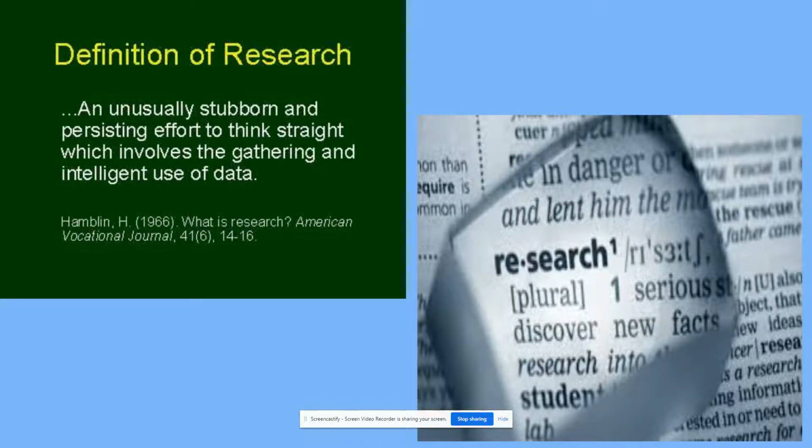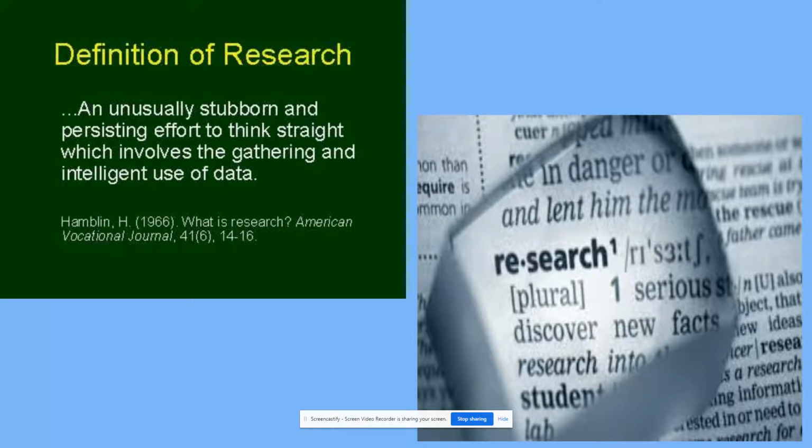Now, a couple of words I really want to focus on here are stubborn and persisting. Guys, research is not always easy, especially if you're trying to dive down in there and really get to the root of a question. Research is not easy. You have to be willing to persist and push through and find what you're looking for. And for some of our topics, it might be you creating that new data.